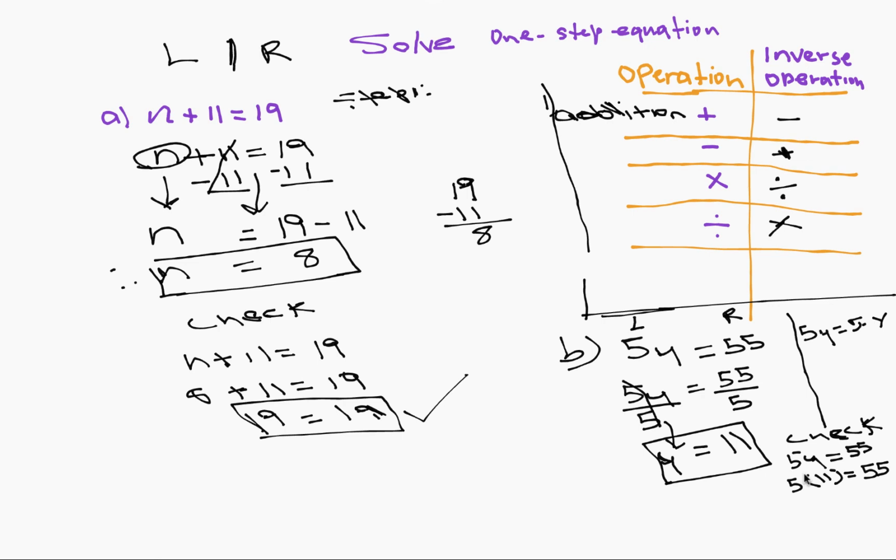So distribute the 5. That's a new term. We're going to talk about that later in another lesson. So we're going to say 5 multiplied by 11 gives us 55 equals 55. Both sides of the equation are equal. Therefore, our answer y equals 11 is correct. Voila. There you go. So that's how we solve a one-step equation, ladies and gentlemen.